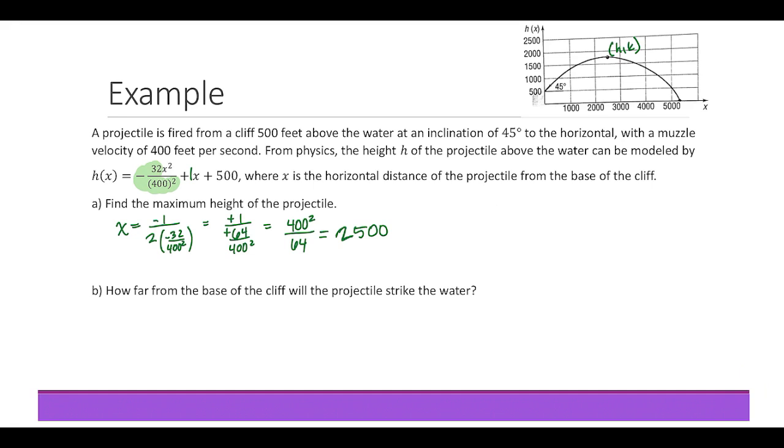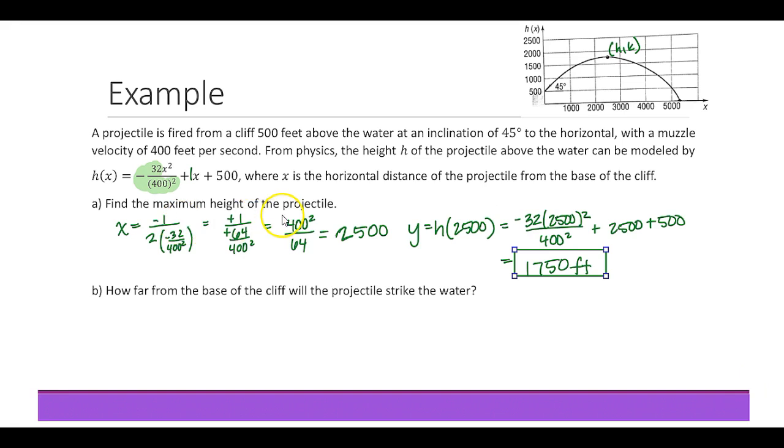So now we need to find the corresponding y value. So y is equal to h of 2,500. We wanted the y value of the vertex, right? This is like finding k up here. So we're going to plug that into the function: negative 32 times 2,500 squared over 400 squared, plus 2,500 plus 500. And obviously we're plugging this into a calculator, and this would give me 1,750. And here we're talking about height, so the maximum height. The units were feet, so 1,750 feet.